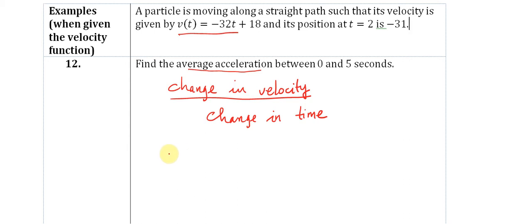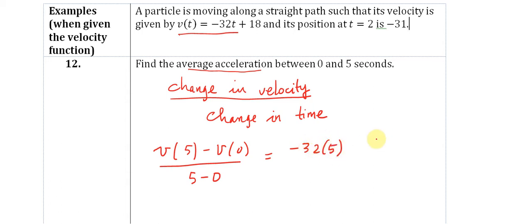So for this particular problem, the average acceleration between 0 and 5 would be v of 5 minus v of 0 divided by 5 minus 0. V of 5 would be negative 32 times 5 plus 18, minus 0 times negative 32 plus 18. So that's just going to be 18, all of this over 5.